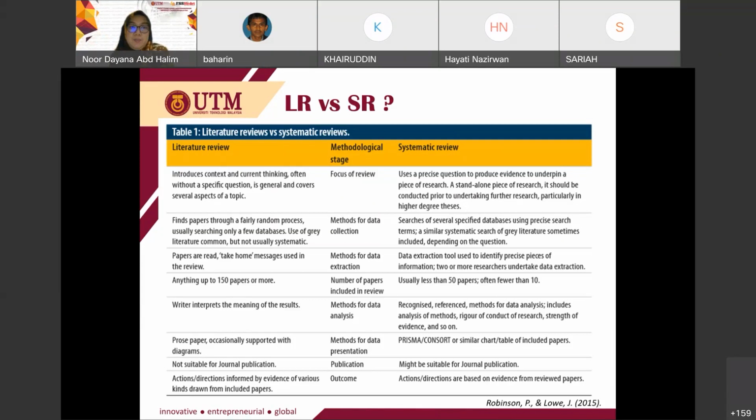So this is the table that shows the differences between the literature review and the systematic review. Actually, the systematic review has a specific methodology, and it is usually fewer than 50 papers, and usually also fewer than 10 of the many articles that are actually published when you do the systematic review.